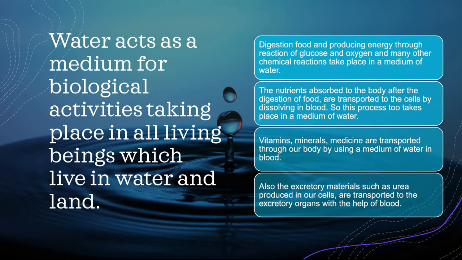Then we should also know that the nutrients absorbed into the body after digestion of food are transported to our cells by dissolving in blood, and blood is rich in water. Okay? And we have a pigment which gives it its reddish colored nature. So this process too takes place in the medium of water. And at the same time, minerals and medicines are transported throughout our body in a medium of water in blood. And excretory materials like urea produced in our cells are transported to excretory organs with the help of blood.